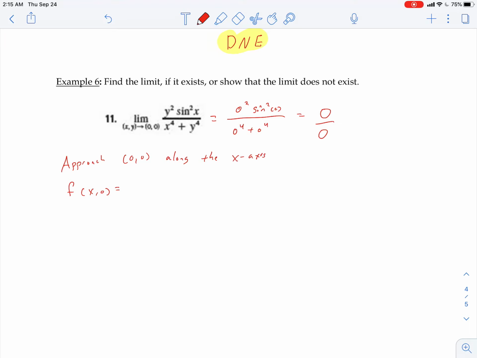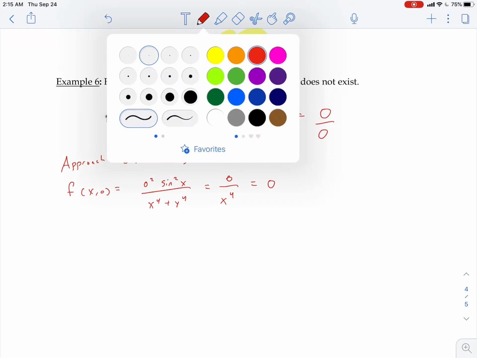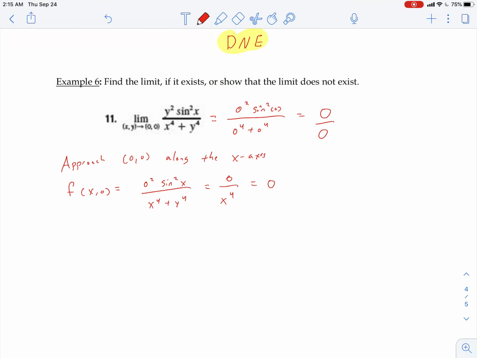Alright, and so now we're going to just substitute in. We're going to get 0 squared sine squared x over x to the 4th plus y to the 4th. 0 over x to the 4th, and we're left with just 0. So when we're approaching along the x-axis, we get 0. Now, let's see if we approach from the y-axis.